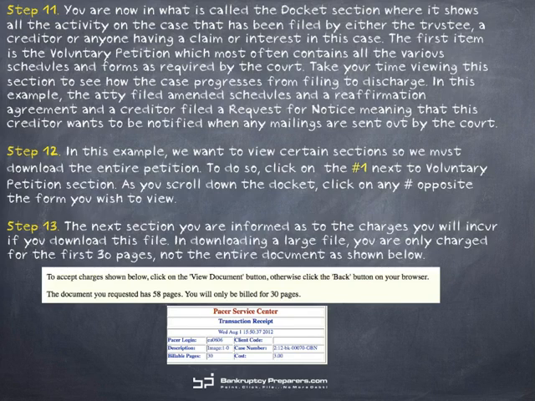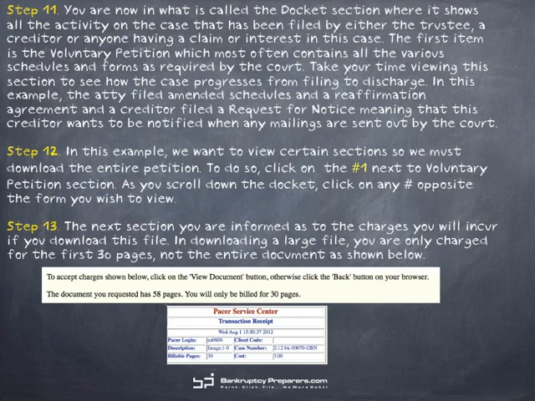So if you're trying to find a schedule, Schedule C, for example, you're going to have to download the voluntary petition to see it, as it's not filed separately in most cases unless you see an amended Schedule C. Then you could use that to view as well. So we suggest you take your time to view this section to see how a case progresses, to get an idea what happens in the case and what will happen in your case.